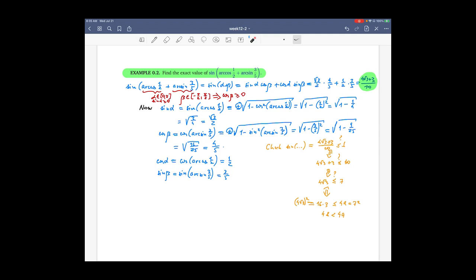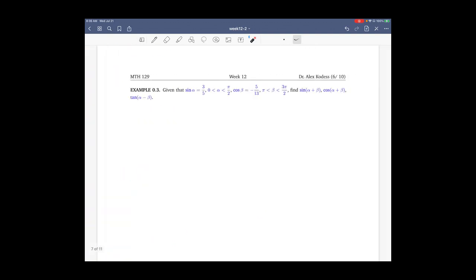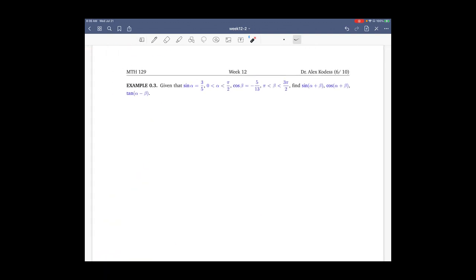So this example is over. We can switch to the next example. Here we need to compute sine of alpha plus beta, cosine of alpha plus beta, and tangent of the difference. We know sine alpha and that alpha is in the first quadrant, we know cosine beta, and we know that beta is in the third quadrant.